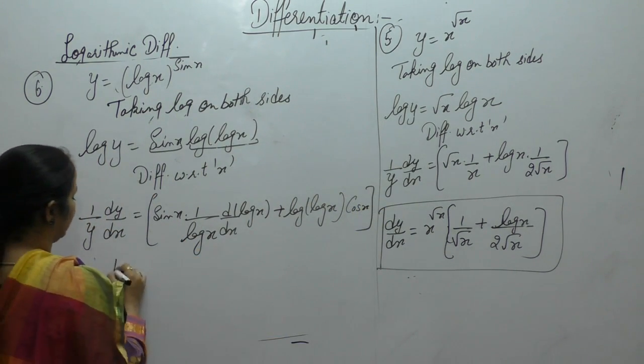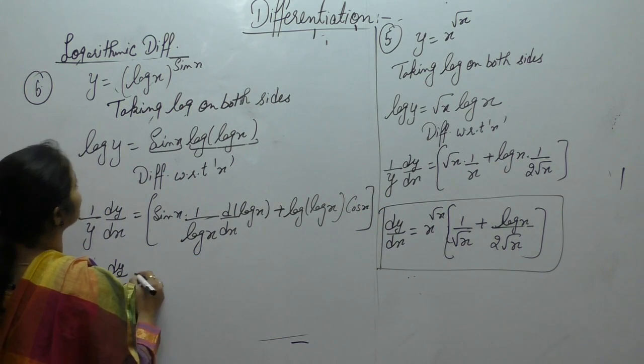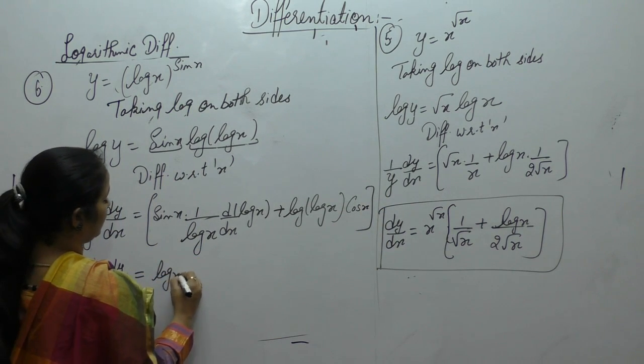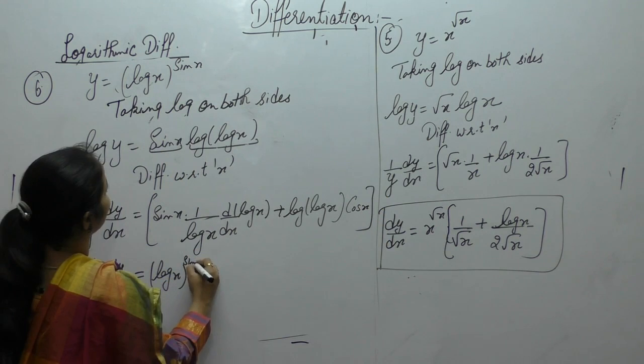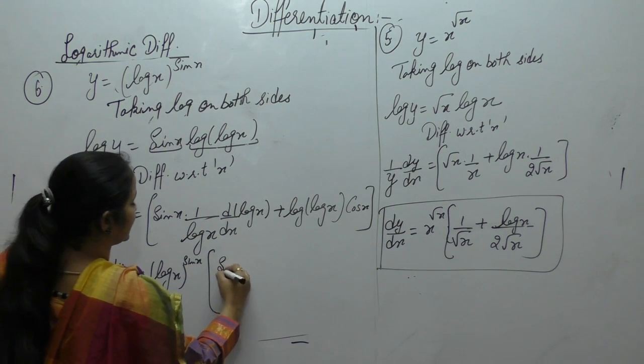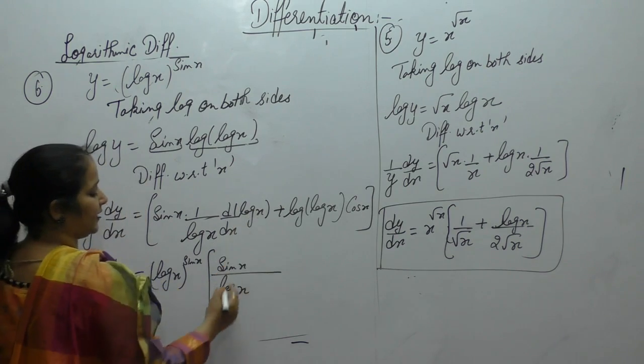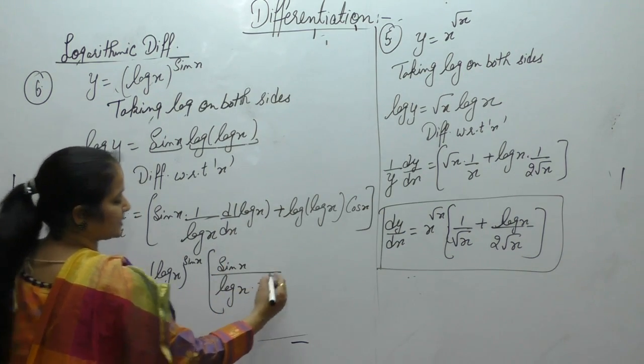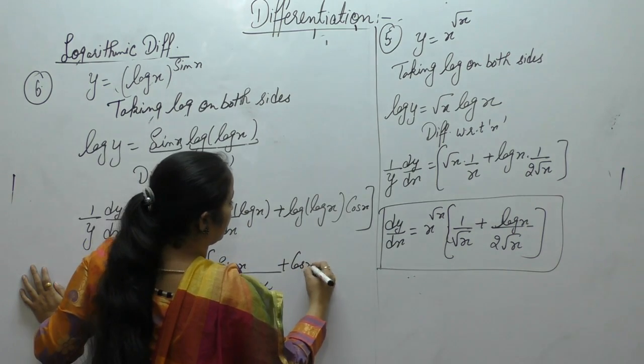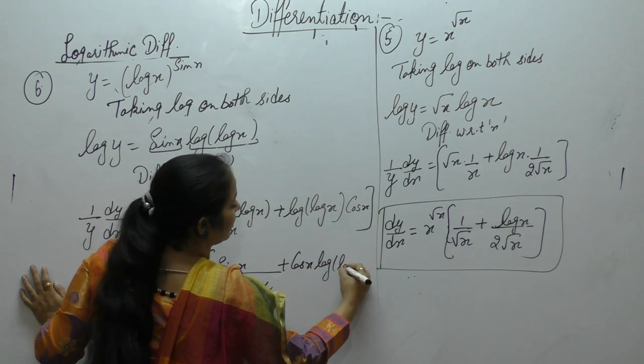Clear? Now dy upon dx, y उस साइड पे गया, y की वैल्यू पुट करो. Log of x power sin of x, this is sin x upon log of x. Derivative of log x is 1 upon x, plus cos of x log x.